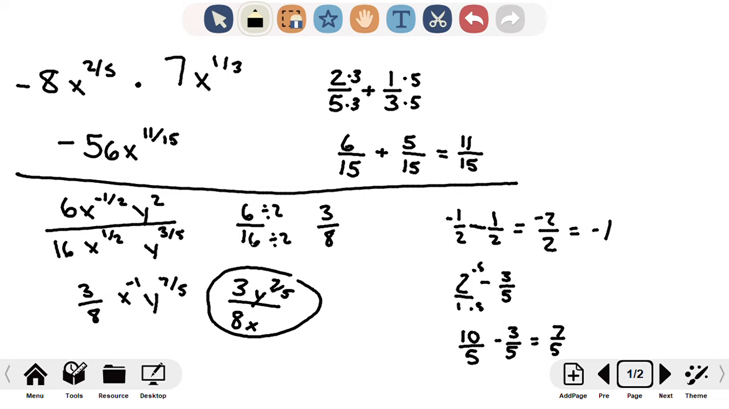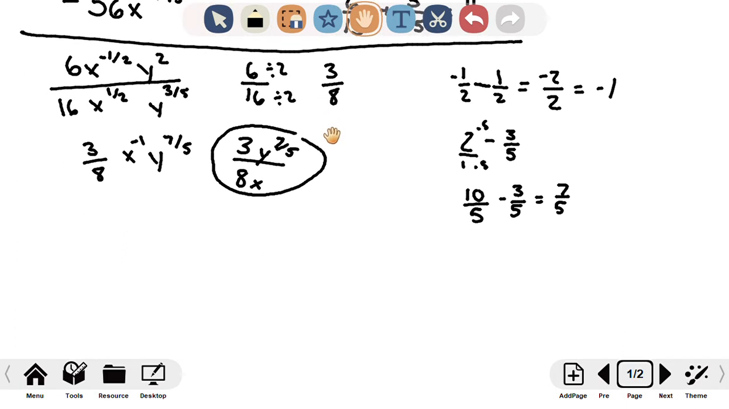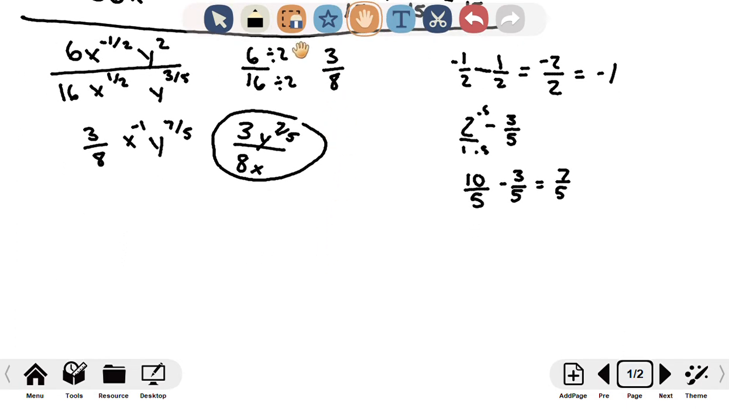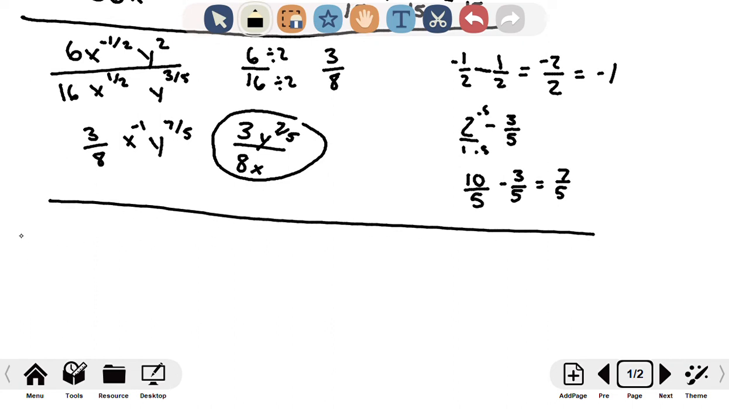Let's try one more here. Just move this up a little bit. We will do this one. 64x to the fourth, in parentheses to the 1/3 power, times 3x to the negative 10th power.